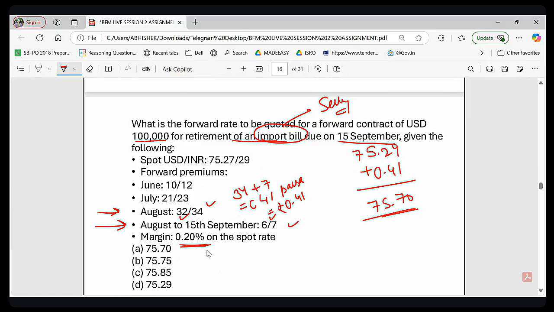Now here is a question for you. Whether we will add the margin or subtract the margin, please tell me. You have to calculate 0.20 percentage of this 75.70, whether margin is to be added or subtracted. Already we have covered so many questions. I think this is a cakewalk for you to answer.